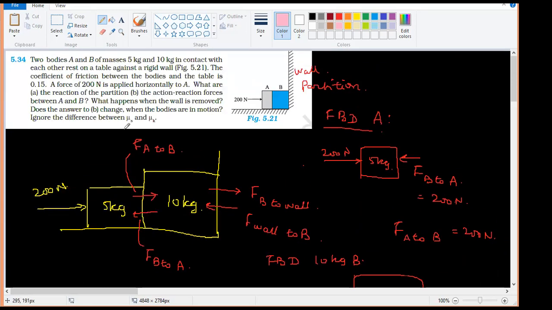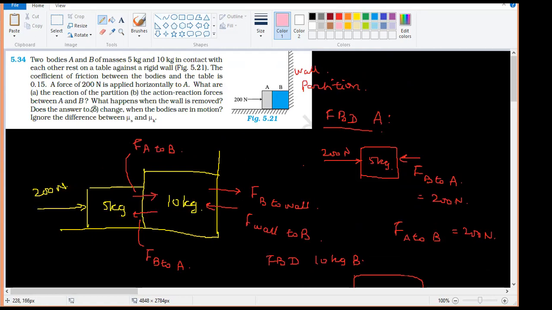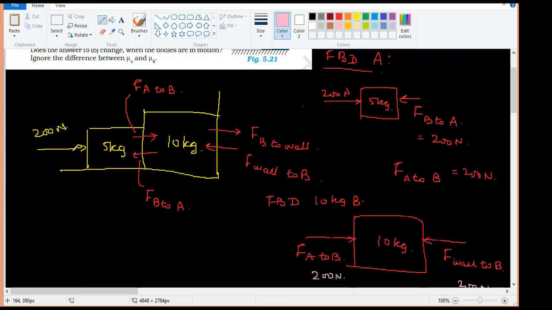So let's see what else they asked. What happens between A and B? So between A and B, we already calculated this, F A to B and F B to A. That's your action and reaction. What is the reaction of the partition? Partition will be 200 Newton.